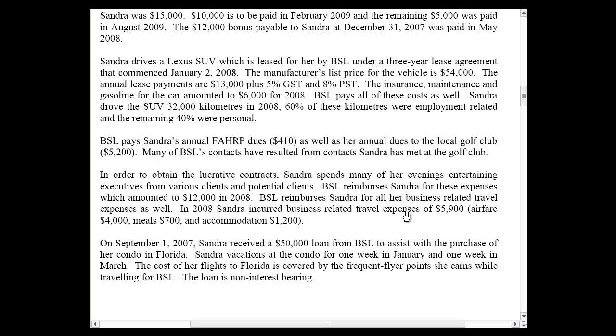So what you're going to do is toggle between her and the company and look at whether there are issues for one or both. This one, no issue for her. Company only gets 50% of the entertainment deductions.